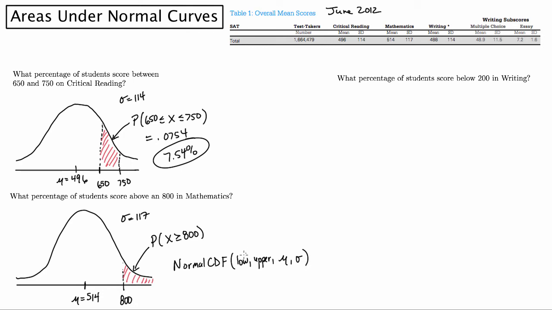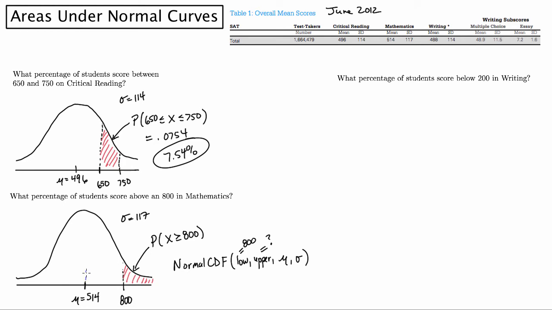Here's the problem. It's clear that the lower bound of the red region is 800. The problem is we don't really know what the upper bound is. Technically it's infinity, but we're not going to ask the calculator to put infinity in for one of its answers. And so instead, what I would propose we do is the following.